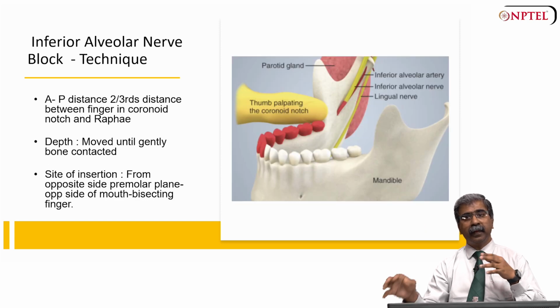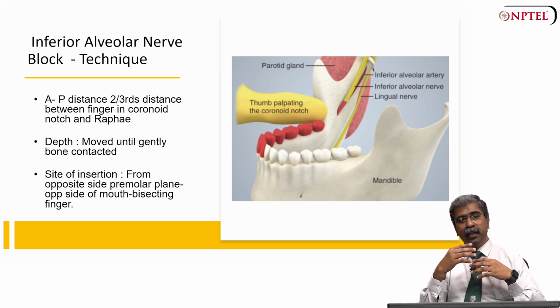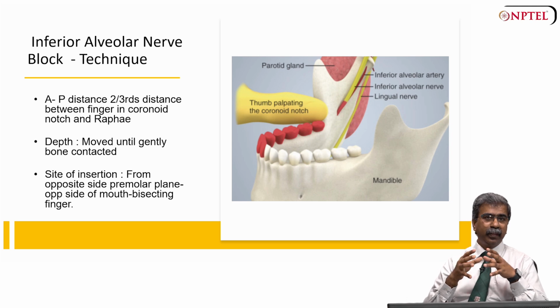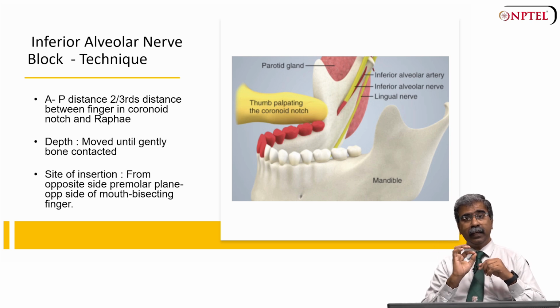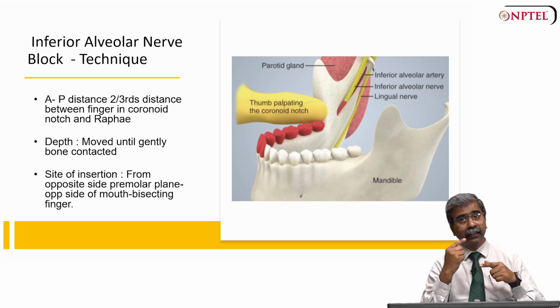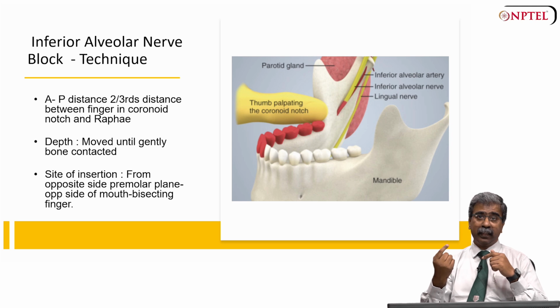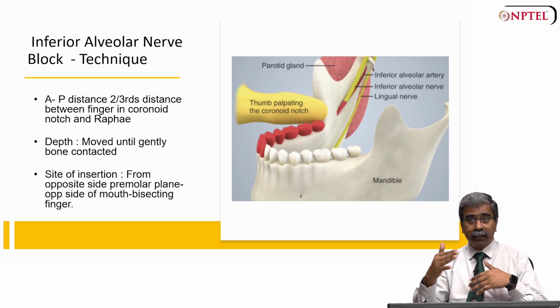And the anterior posterior distance should be 2/3 of the distance between the index finger placed in the coronoid notch and the pterygomandibular raphe. That is again very, very important, that 2/3 of the needle is inside. I will explain what if there is an anterior contact or too posterior contact, or you don't come in contact with bone at all in the subsequent slides.